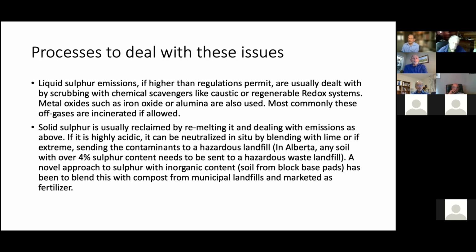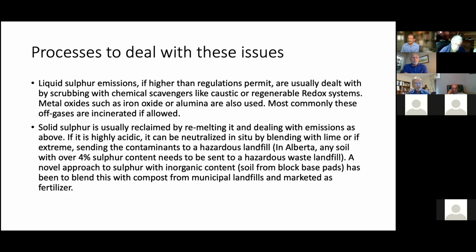So how do you deal with some of these off gases? Your liquid sulfur emissions, like I said, typically of the H2S more than anything else, if they are higher than what the regulations permit, then you have to deal with it by scrubbing. You can use chemical scavengers like caustic, or regenerable with redox systems. And sometimes solid systems also have been used, like iron oxide or aluminum. Typically, if they are high, you incinerate the off gases, convert them to SO2. SO2 limits are a lot looser than H2S.